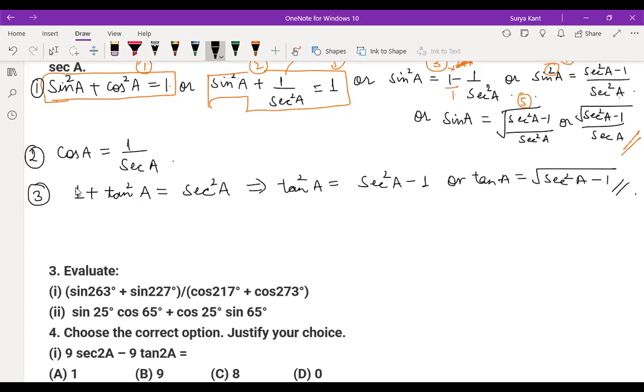Anyone having doubt here? Rishi, Chanchal, Adarsh, Paul, Hemant. No, sir. All right, we are just moving to next question.